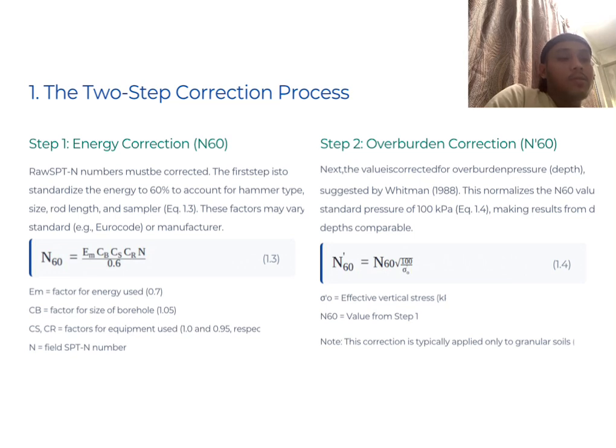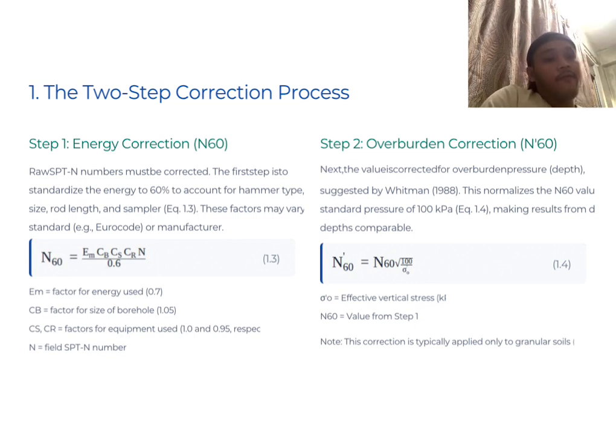This is because the raw N value is affected by hammer efficiency, borehole diameter, rod length, sampler type, soil overburden, and to get the standard, comparable and meaningful value, a two-step correction is required. Okay, what is the step? First step is the energy correction, N60.